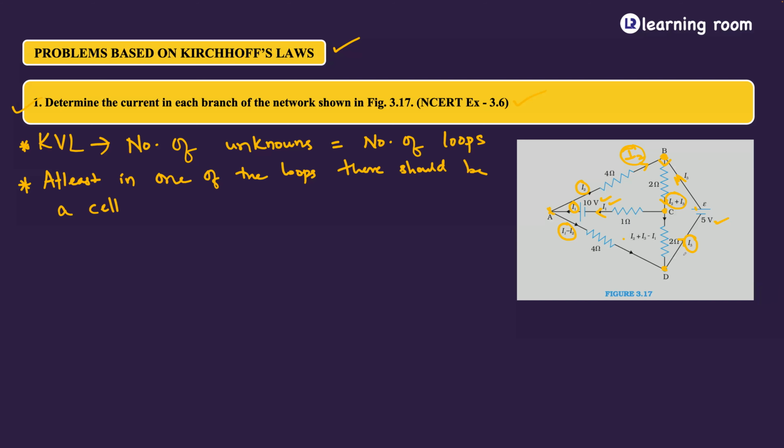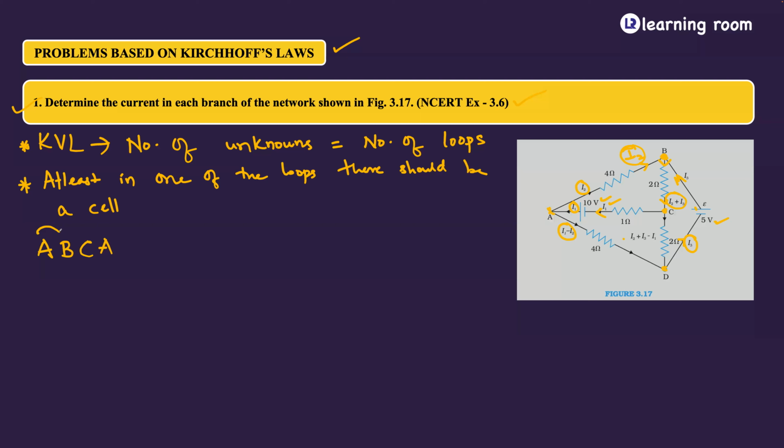So tell me what are the loops that we can take here. If I take the loop ABCA, when I go from A to B, how many elements am I encountering? It is only one passive element. So across this passive element, what should be the value of the potential drop that we need to take into consideration?